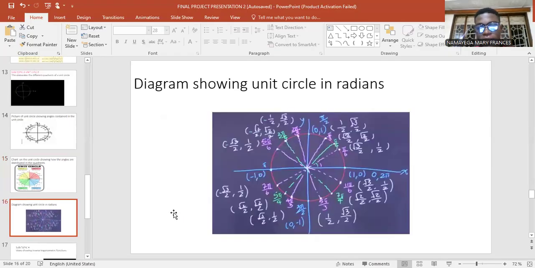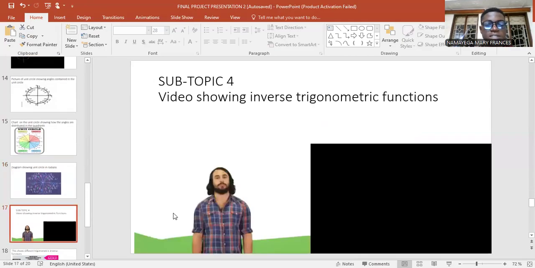Then we have the diagram showing the radians. So it is very important that when I have degrees, I can also have radians. This picture shows the unit circle this time in radians, because we can change angles to radians, and then they can also be changed to degrees. So that is very important.